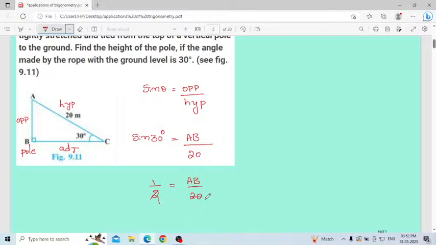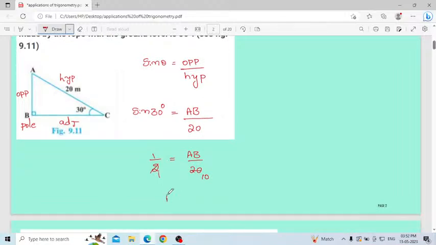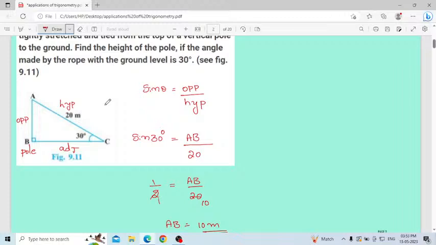2 ones are 2, 2 tens are 20, therefore your required answer AB will be 10 meter, because the length of the rope they have given in meter. Therefore the length, otherwise height of the pole, will be 10 meter. Very easy and simple problem.